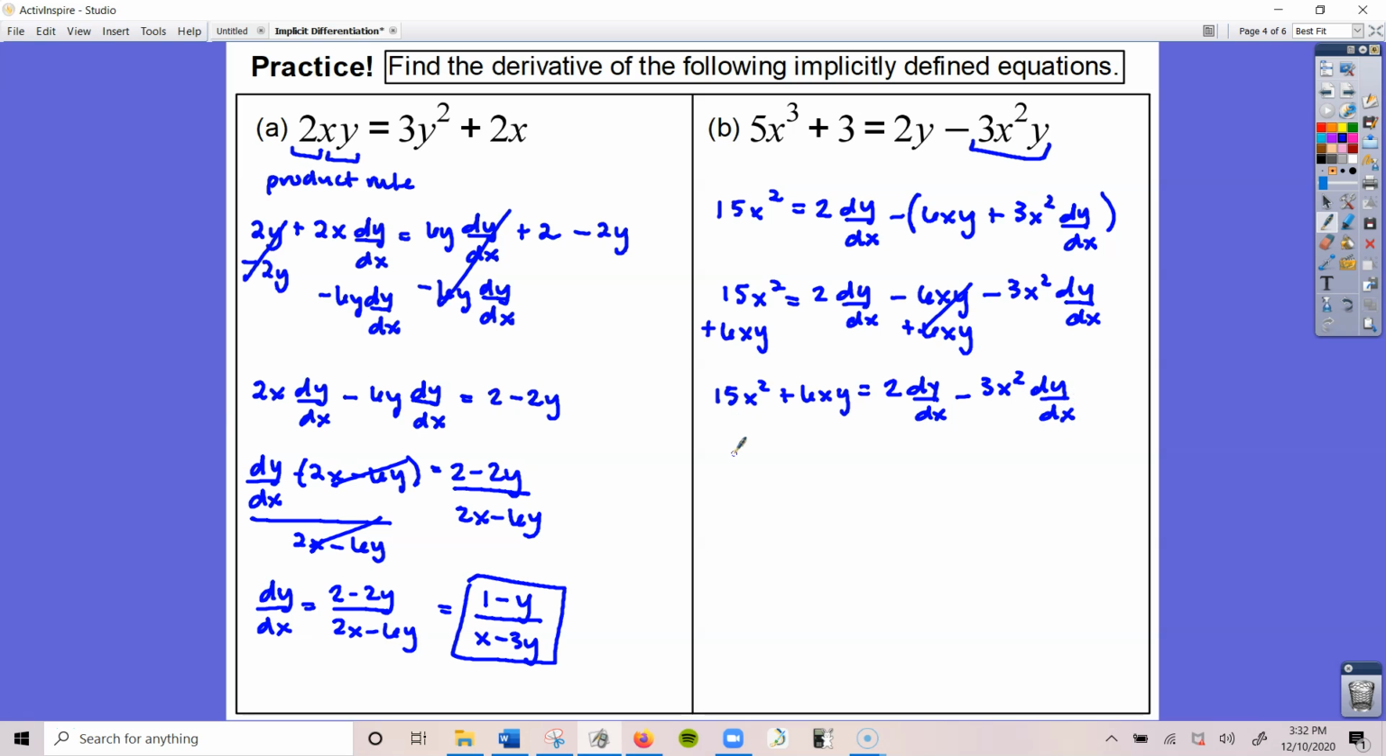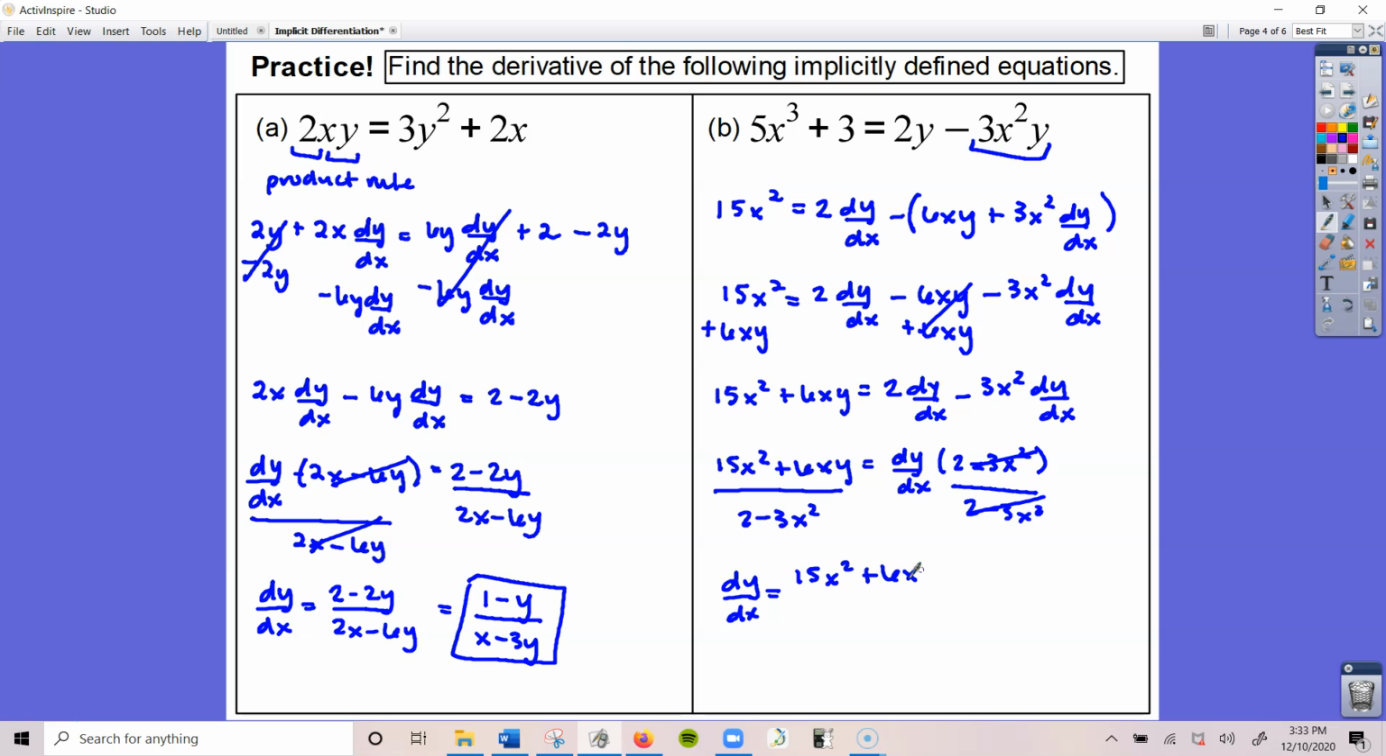Again, we can factor the dy/dx, and that's going to leave me with 2 minus 3x squared. And so our final step would be to divide by the 2 minus 3x squared. So that means that dy/dx is equal to 15x squared plus 6xy over 2 minus 3x squared.